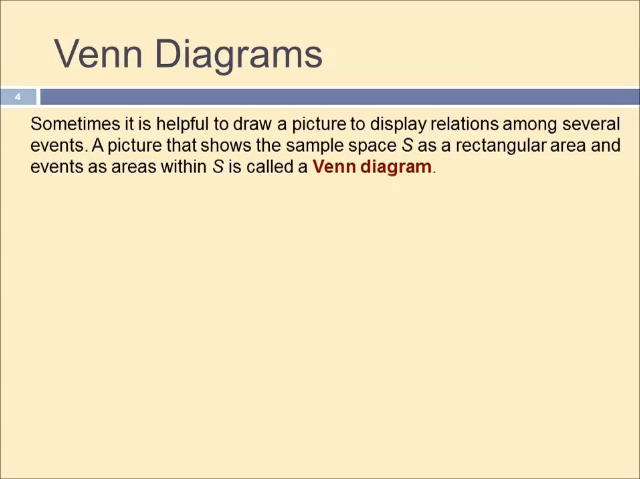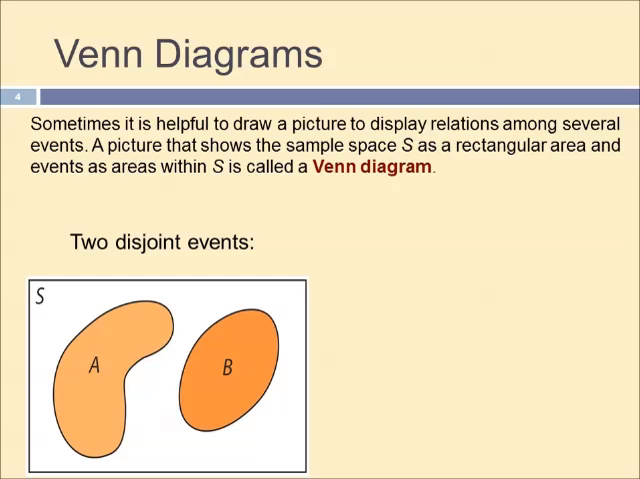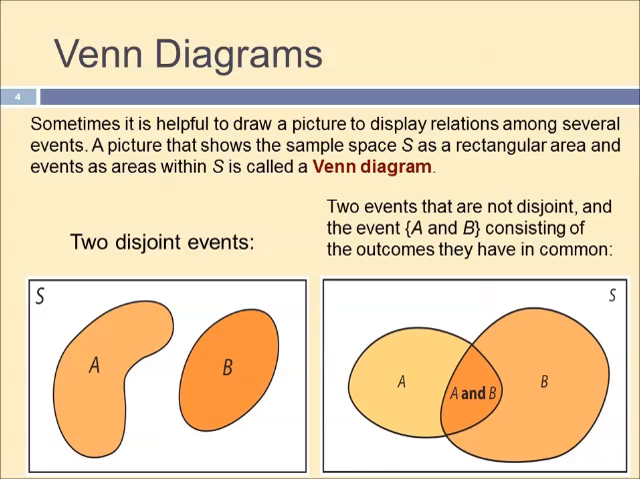Sometimes it's helpful to draw a picture to show the relationships among different events. The picture we're going to use is called a Venn diagram. So here we have two disjoint events, A and B. We indicate this by showing that they don't overlap. Two events that are not disjoint have outcomes in common. So here A and B overlap.